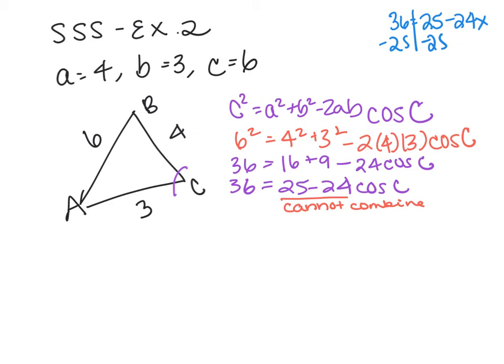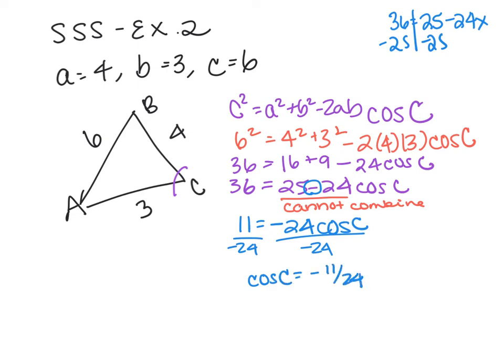So now at this point, to solve, you think back to basic math, subtract that 25 from both sides. Same deal here. Subtract the 25 from both sides, and we get 11 equals negative. Don't forget that negative is there. 24 cosine of C. Now divide both sides by that negative 24. And we get cosine of C is equal to negative 11 over 24. So now to solve for C, take inverse cosine of negative 11 over 24. And we get C equals 117.28 degrees.